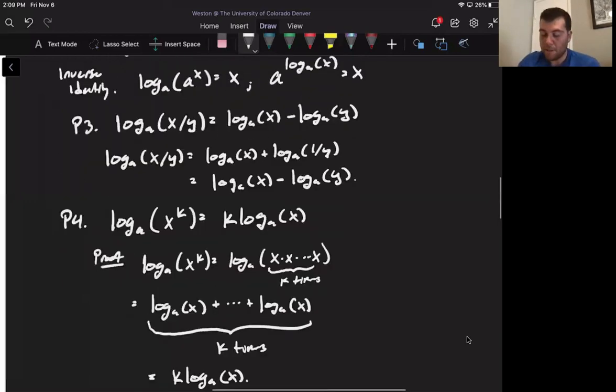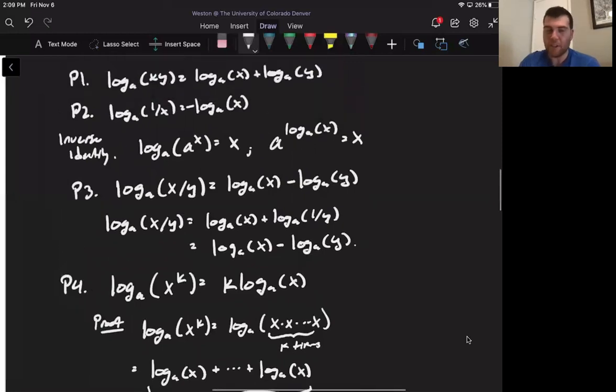So these 4 properties, I guess 5 properties, if we count the inverse identity, are going to be ridiculously useful when we're solving equations involving logarithms. They really make everything quite a bit easier. All right, so for now, that's it on properties of logs, but we'll see where they're used later.